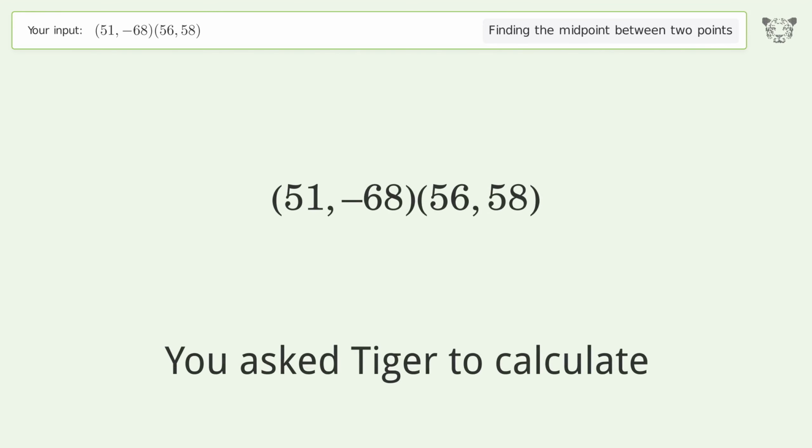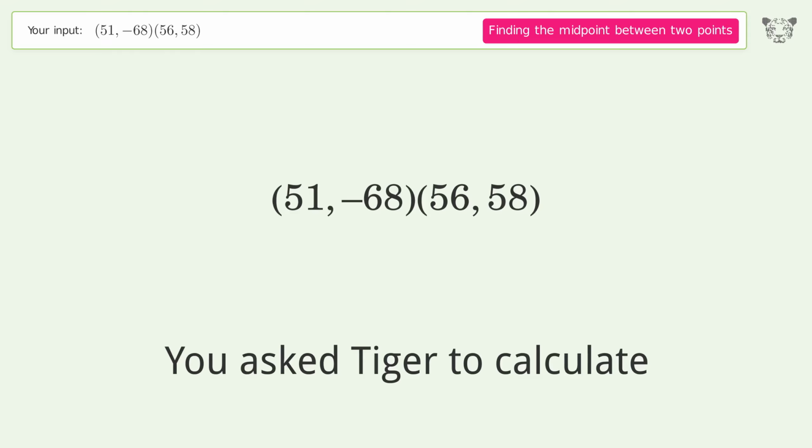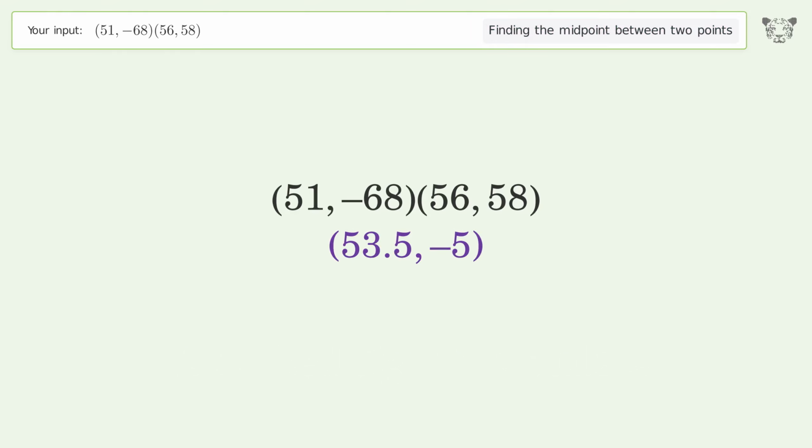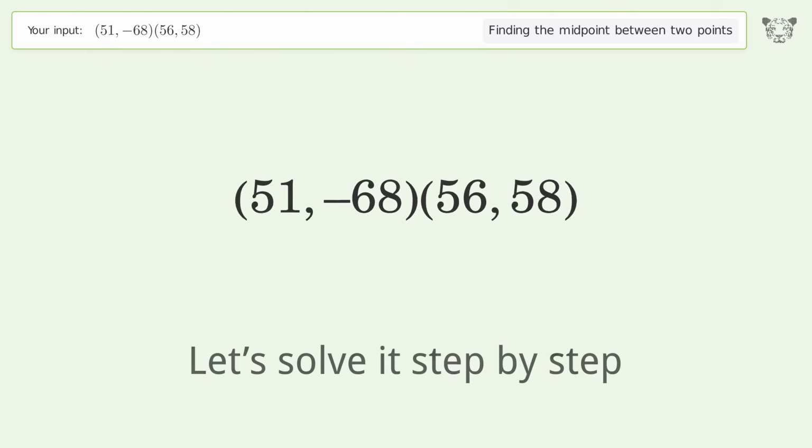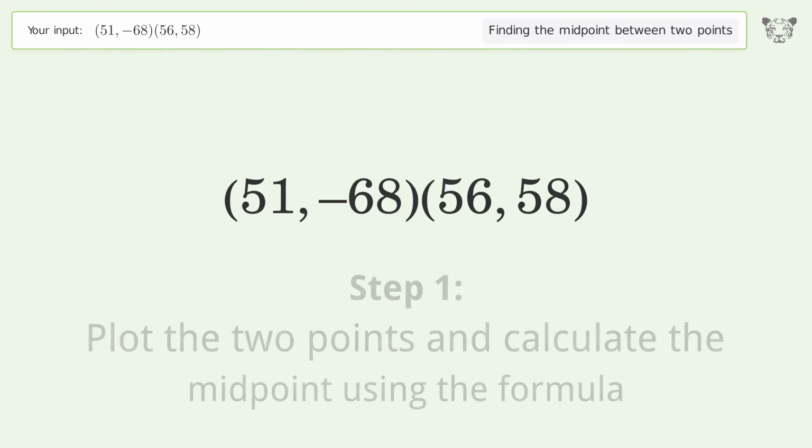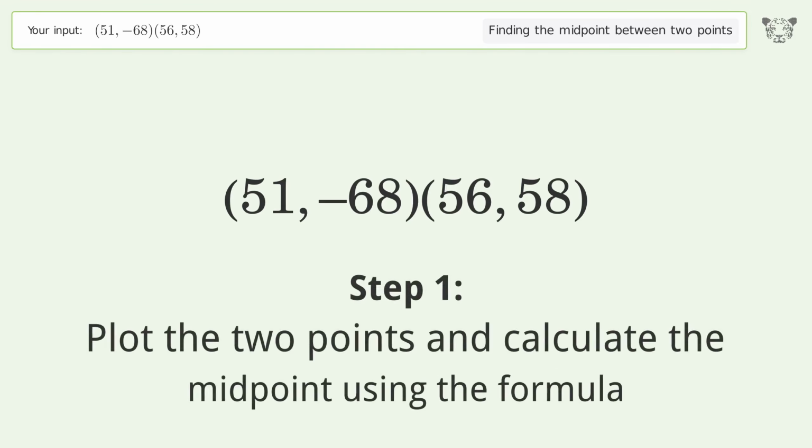You ask Tiger to calculate. This deals with finding the midpoint between 2 points. The midpoint between the 2 points is 53.5, -5. Let's solve it step by step. Plot the 2 points and calculate the midpoint using the formula.